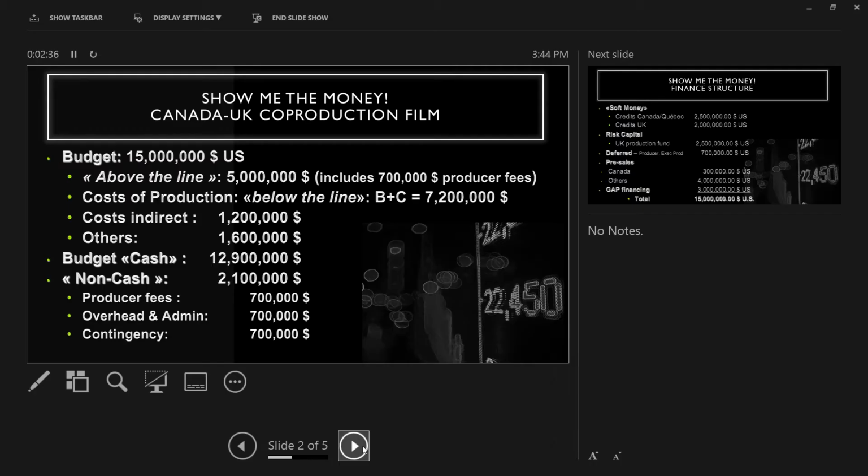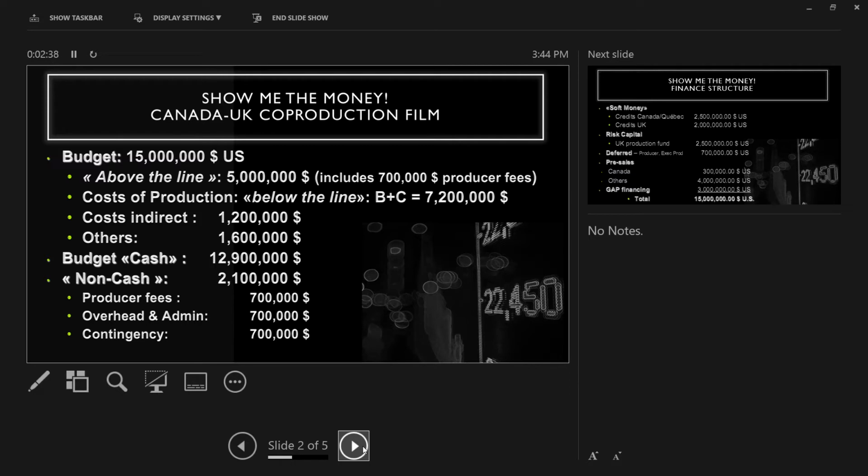Sure. I decided to pick a Canada-UK co-production film. The reason is because when you're getting into the co-production side, you're going to see a little bit more complexity than just a straight film itself. So as we can see, the budget of this film was $15 million US.